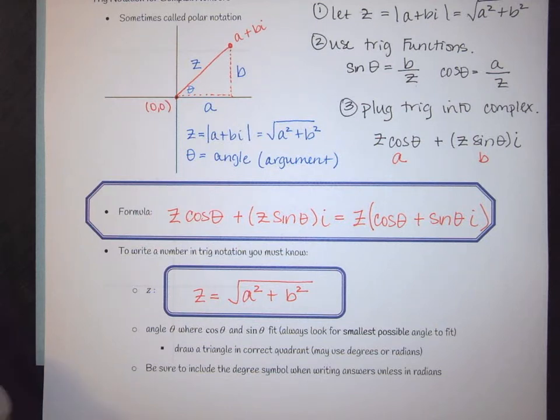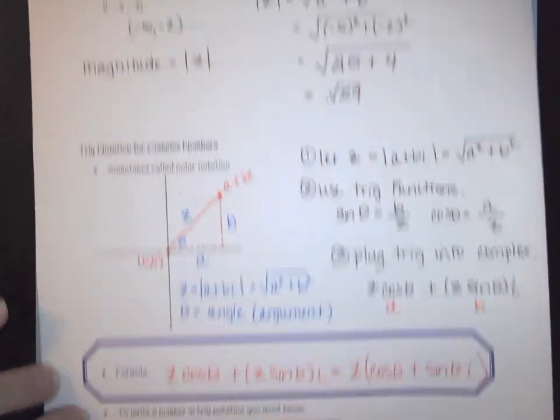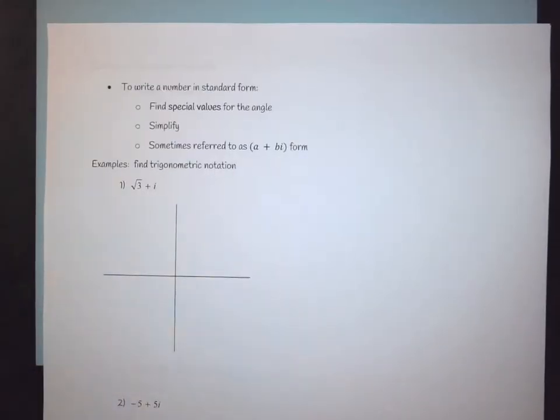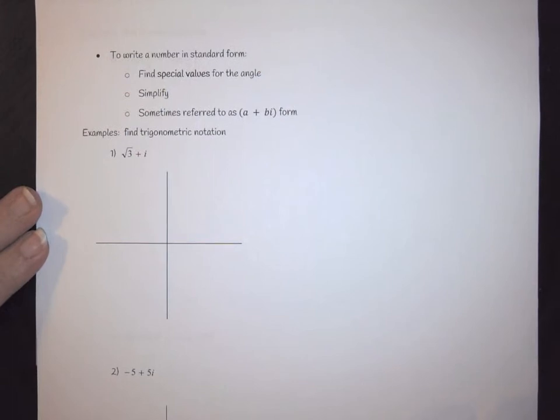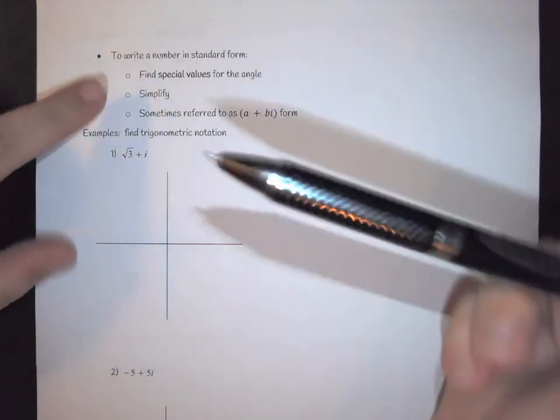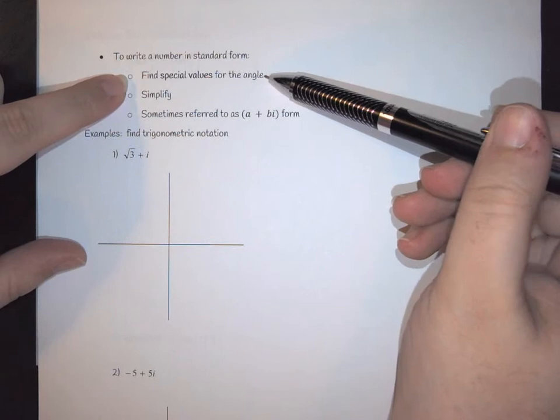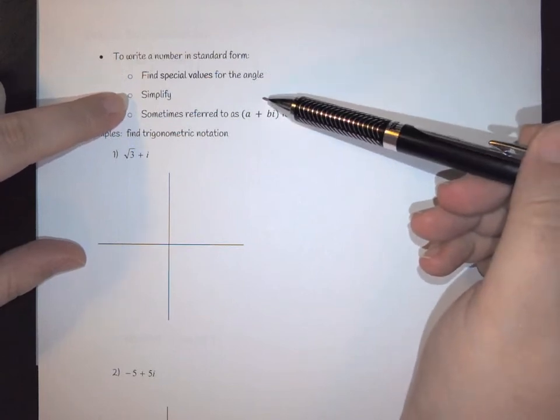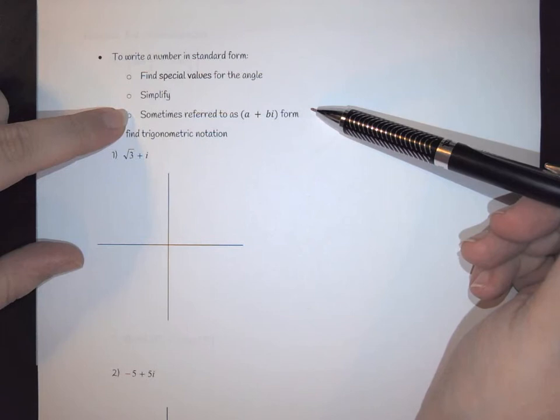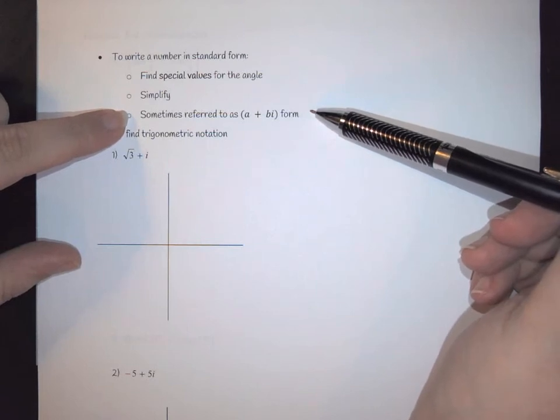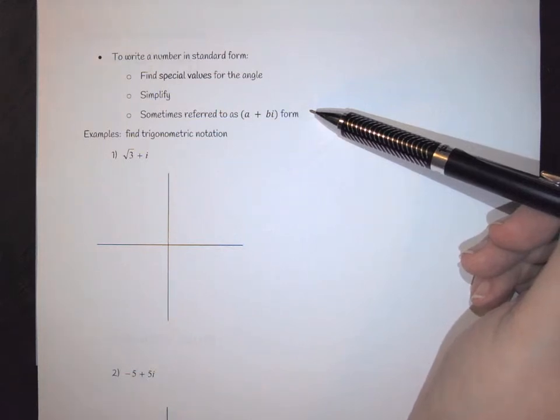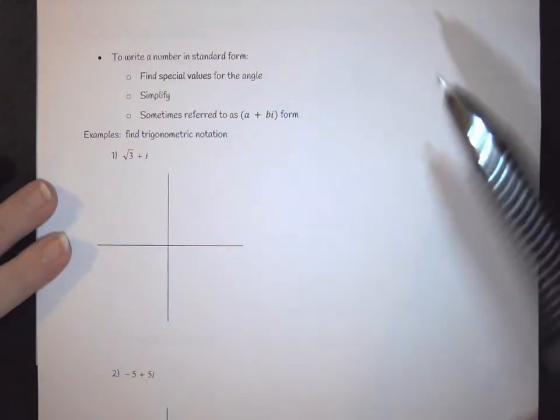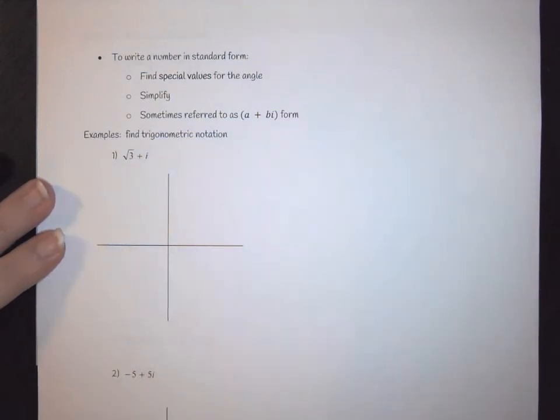So let's go ahead and take a look at a couple of examples and the way that some of these problems might look. So first, we have to write a number in standard form. There's a couple ways that we do that. The first thing we're going to do is simplify the values. We're then going to rewrite in standard form type notation and use that in order to change into trig notation. So we want to find the trig notation for these specific values here.